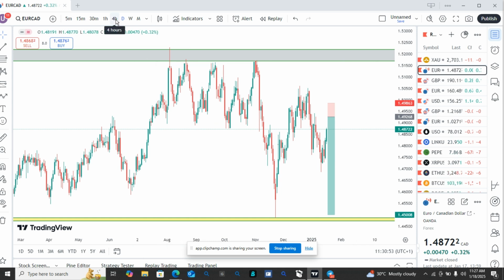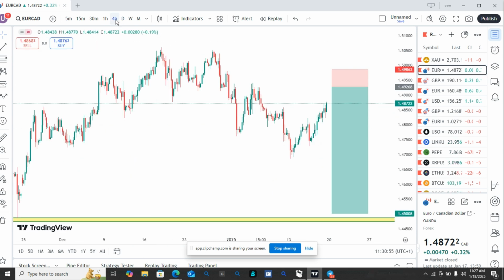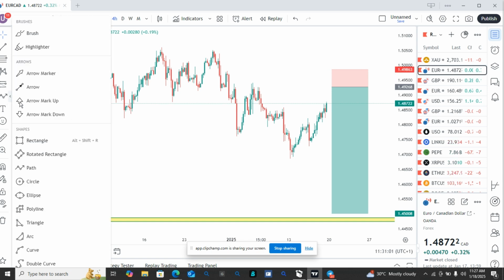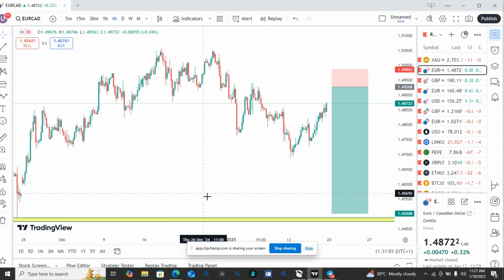So let's go down to 4 hour time frame where we'll be picking up our entry. So this is a 4 hour time frame. There's a zone on this 4 hour time frame. Let me put this zone here. Let me clone this. Just pay attention.